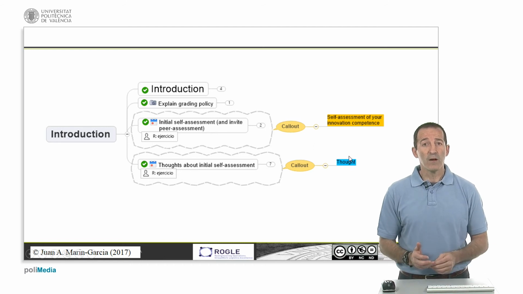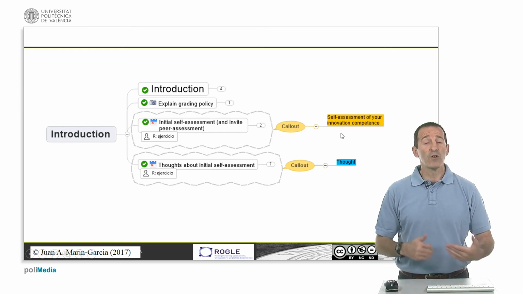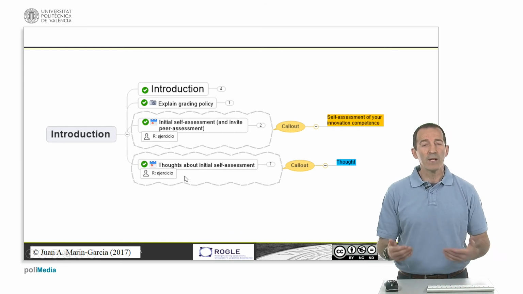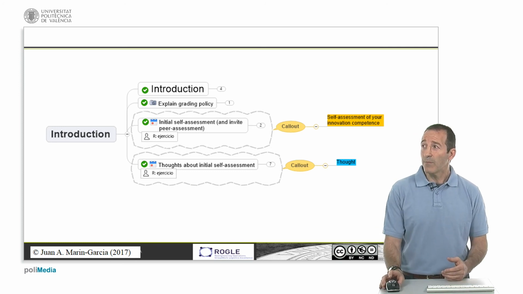This will help us to work towards one of the learning objectives of the course, which is the self-assessment function of our competence. And later, you will be asked to reflect on the usefulness of what you have learned and on the impact the self and peer assessments have had on you.